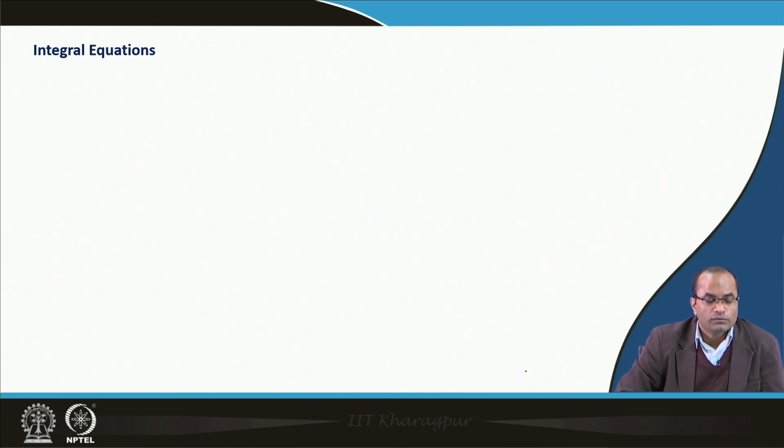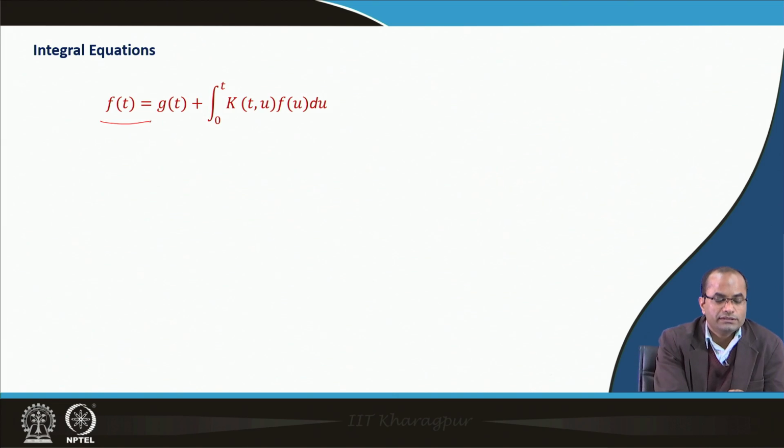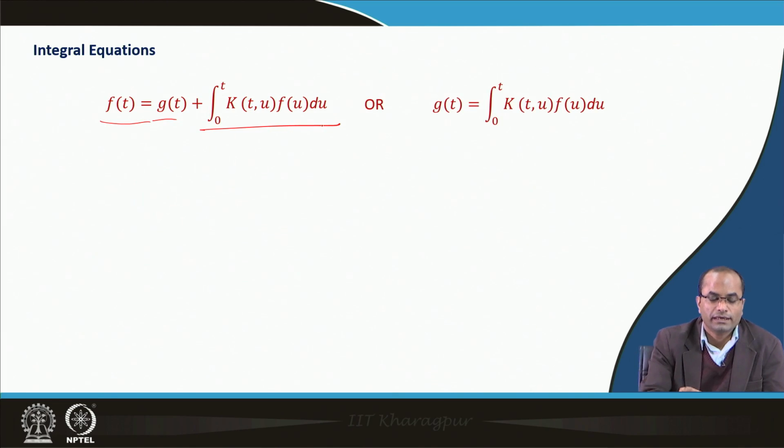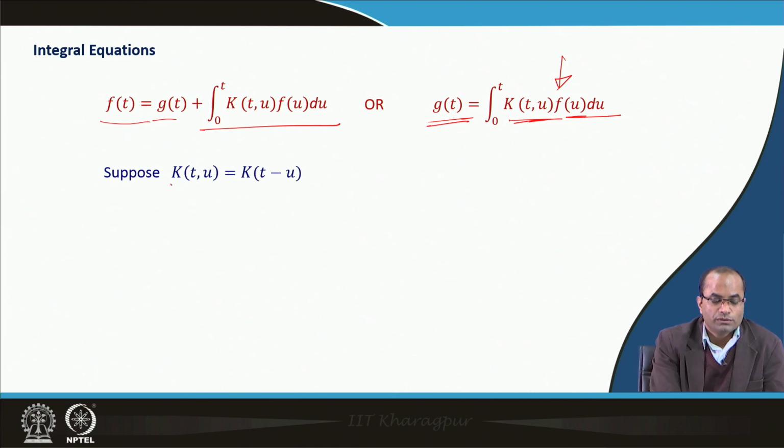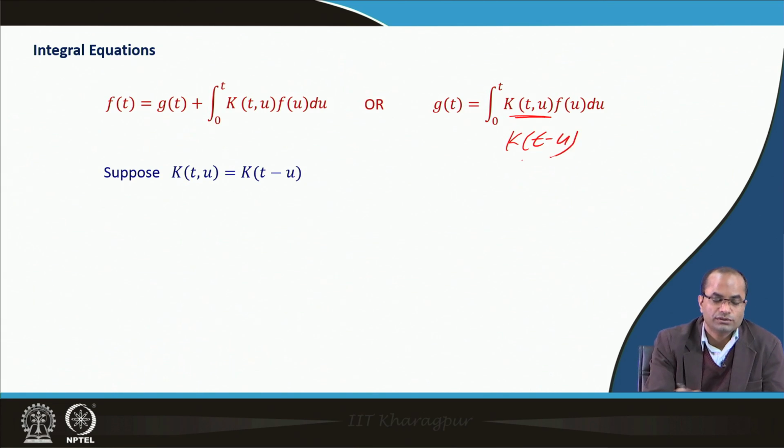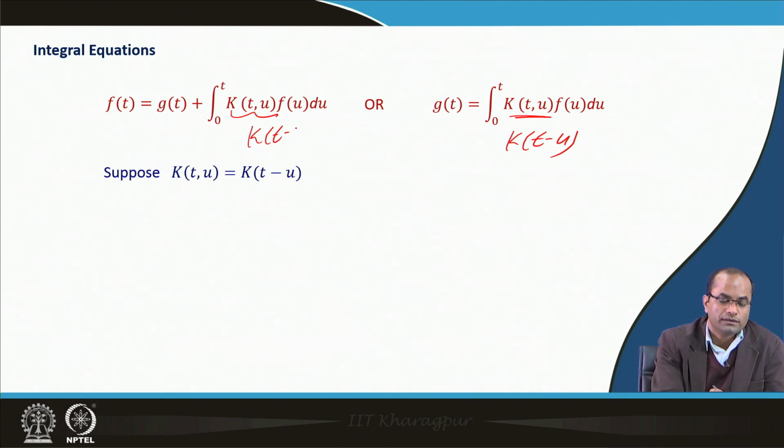Now, coming to the integral equations. We have f(t) equal to g(t) of this nature, or we can have the integral equation of this nature, that g(t) is equal to the integral of k(t,u) f(u) du, and the question is what is f? F is unknown basically in this problem, and how to get this f? We will again use the Laplace transform. Under this condition the Laplace transform is very much useful. If k(t,u) is of this kind, a function of t minus u, so this is k(t minus u).